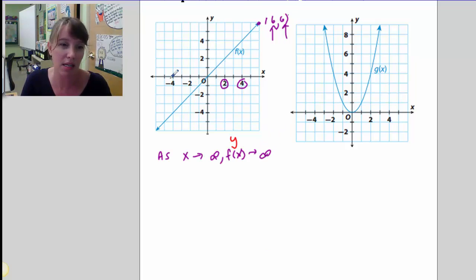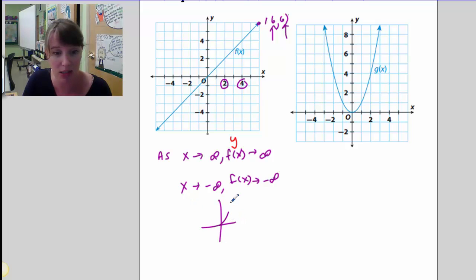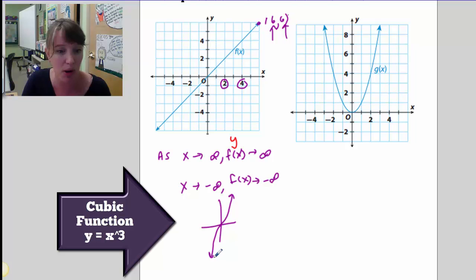Now, as x gets smaller and smaller, so as x goes to negative infinity, f of x for the linear function also goes to negative infinity, meaning it gets smaller and smaller this way. That's one characteristic of a linear function. But there are other functions that have this characteristic and are not linear, like a cubic function. It looks like an S shape like this. As x gets greater, the function itself gets greater, and as x gets smaller and smaller, the function gets smaller and smaller as well.